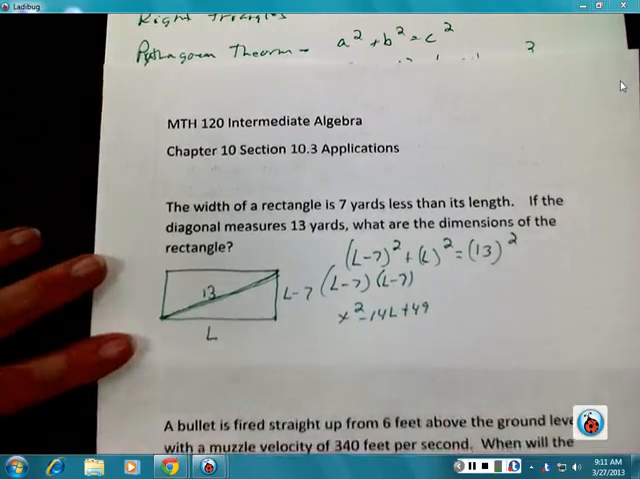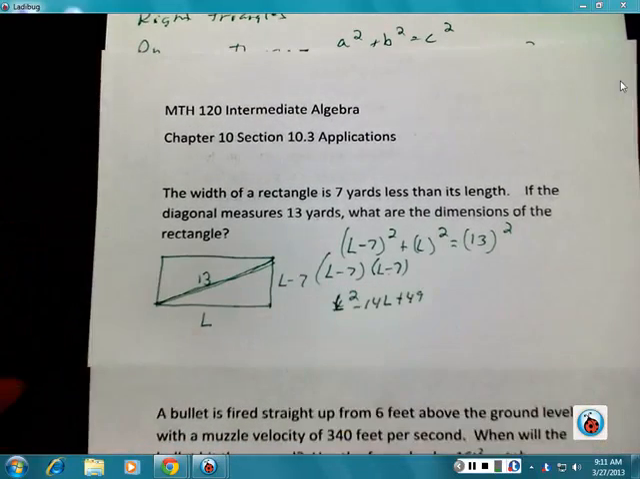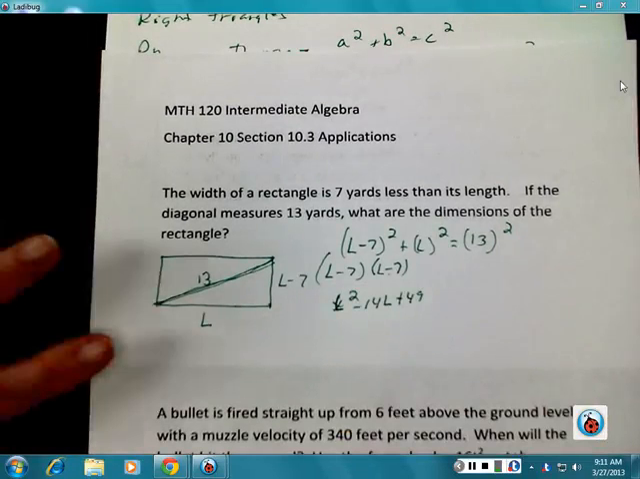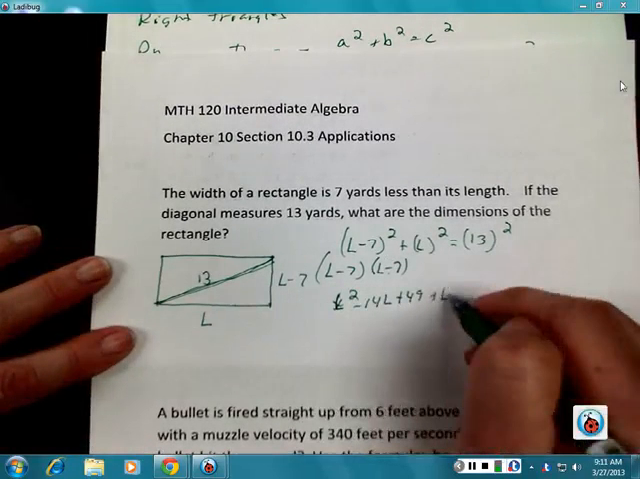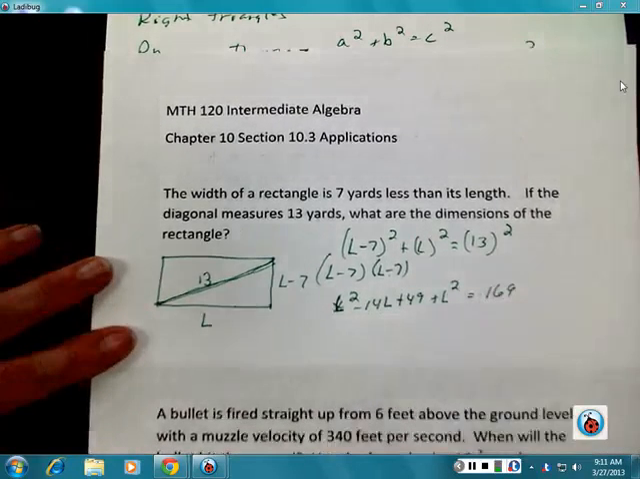Would it be L squared? Oh, it should be L. Thank you. Yep, getting my L's in there, thinking X's instead. And then finally, L squared is just plain old L squared, and 13 squared is 169.